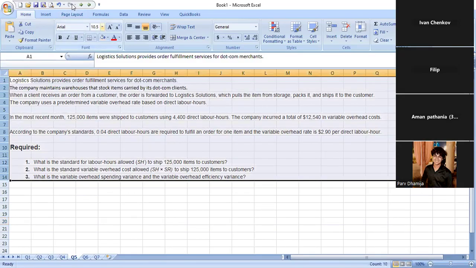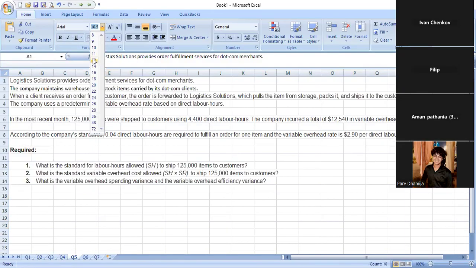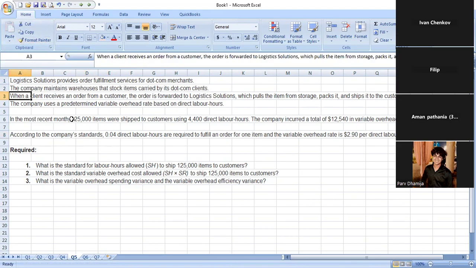So now we did direct material and direct labor separately. Let's see this question now. Logistics Solution provides order fulfillment services to .com merchants. The company maintains warehouses that stock items carried by these .com clients. When the clients receive an order from a customer, the order is forwarded to Logistics Solution, which pulls the item from storage, packs it, and ships it to the customer. The company uses a predetermined variable overhead rate based on direct labor hours.